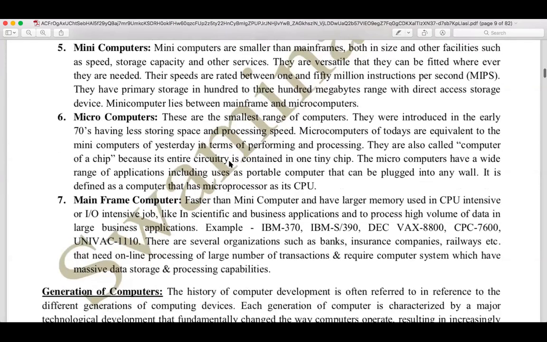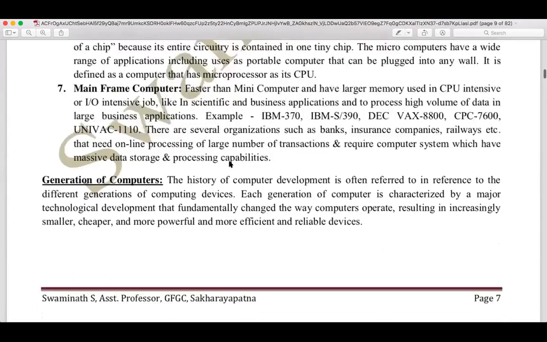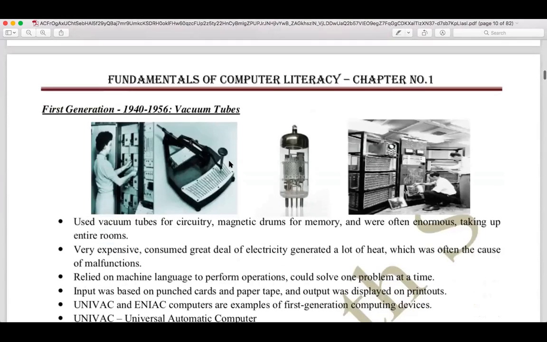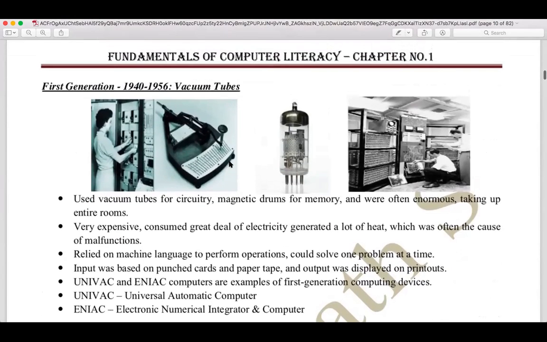Then the generations of computers we discussed in the last session. First generation, second generation. The first generation computers run from 1940 to 1956 and were based on vacuum tubes. These used a magnetic drum for memory and were big in size; they could cover an entire room. They generated a lot of heat, which was again one of the drawbacks of these vacuum tube computers.